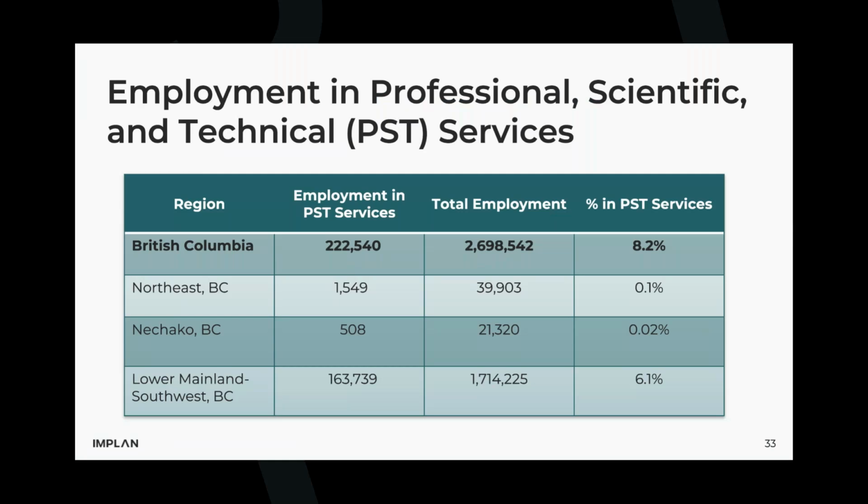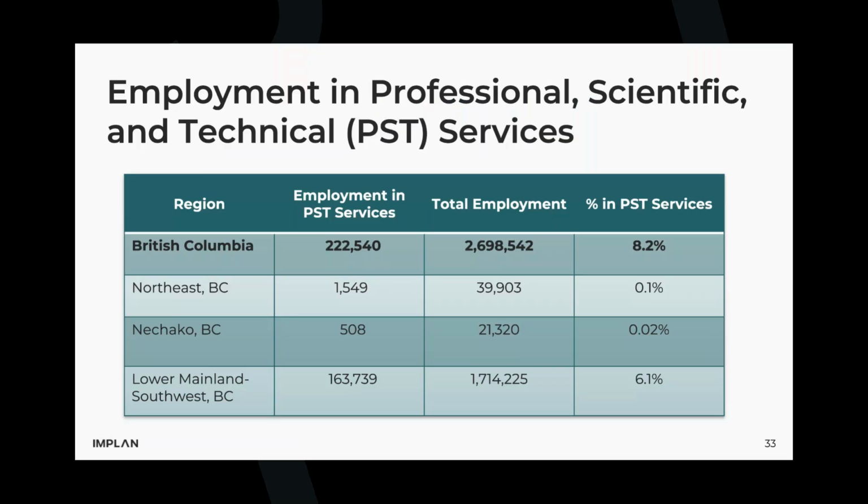Next, let's go ahead and look at employment in the professional, scientific, and technical services industry. This time, the concentration of employment is flipped. So the provincial average is about 8.2% of total provincial employment. And when we look at the Lower Mainland Southwest region, which includes Vancouver, that share is about 6% of total regional employment.